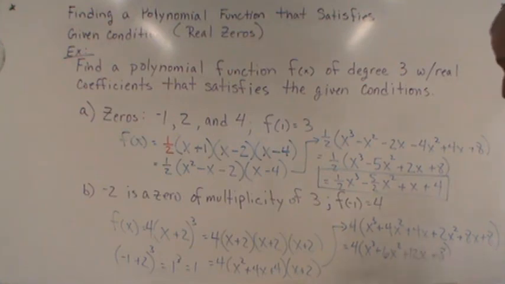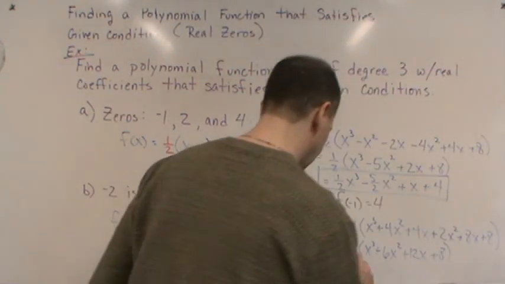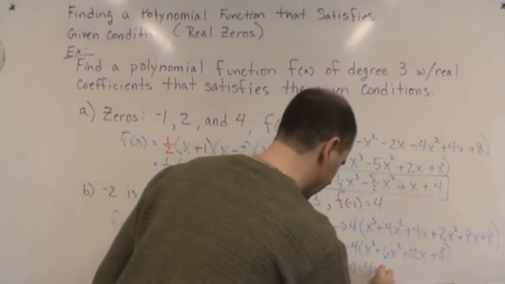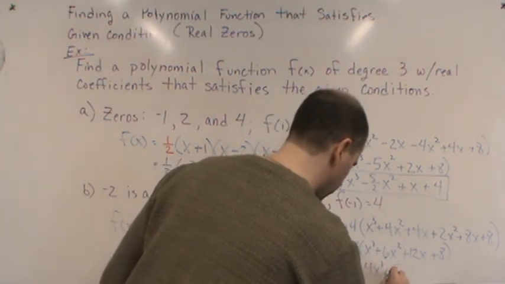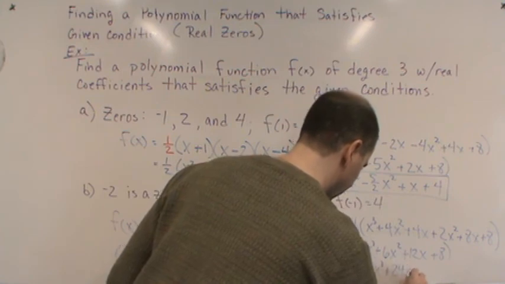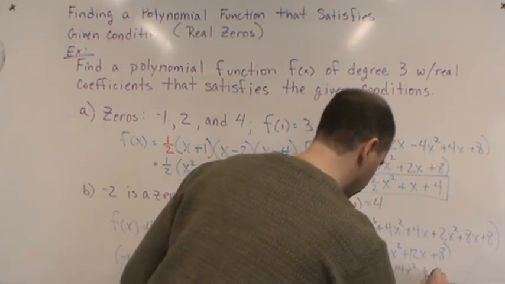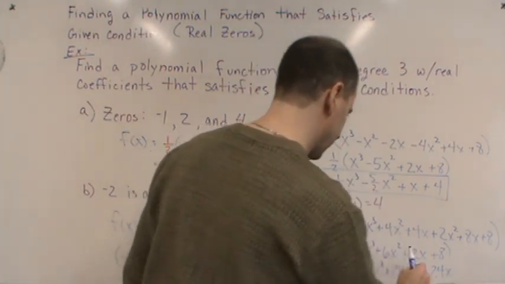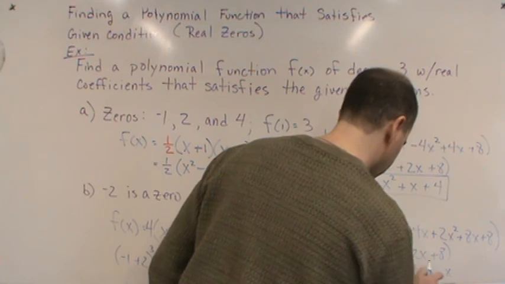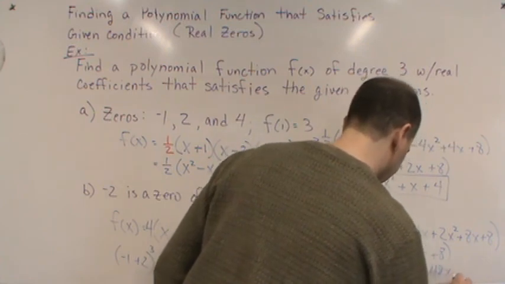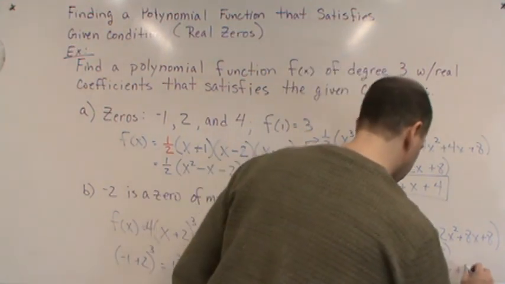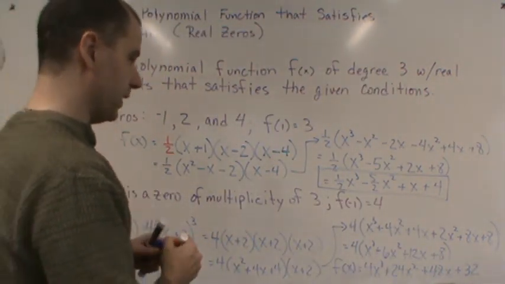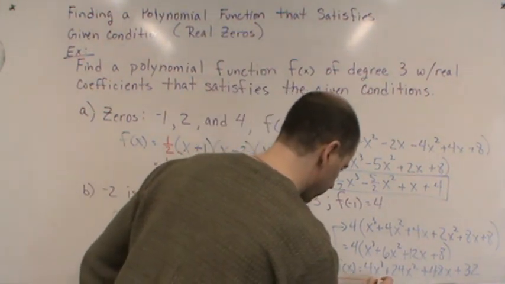And so now if I multiply through, my final answer I get f of x is equal to 4x cubed plus 24x squared plus, oh, hold on, 48x, sorry. 48x plus 32. And so this becomes my answer.